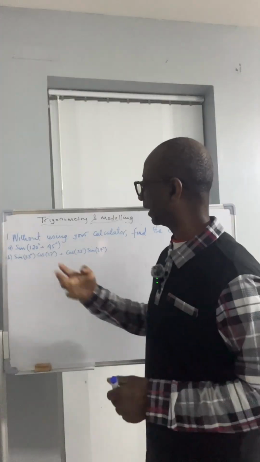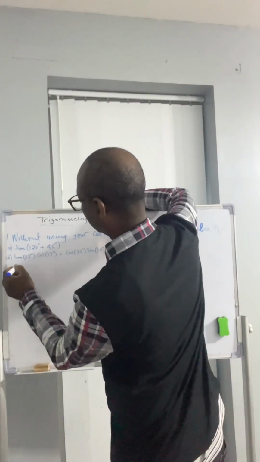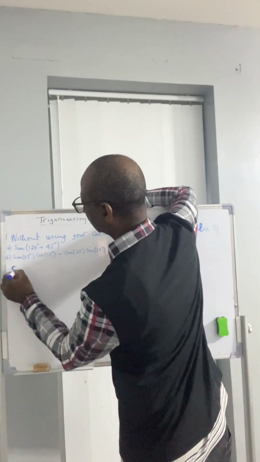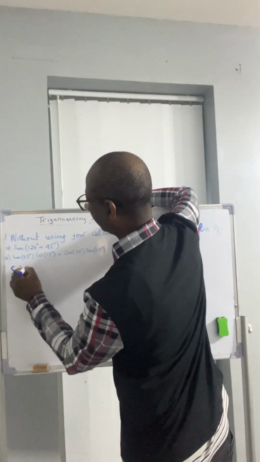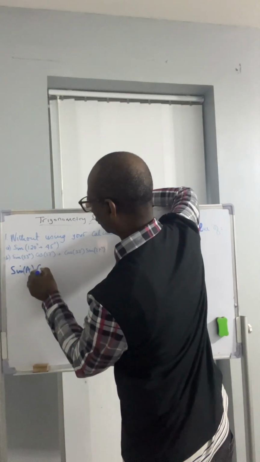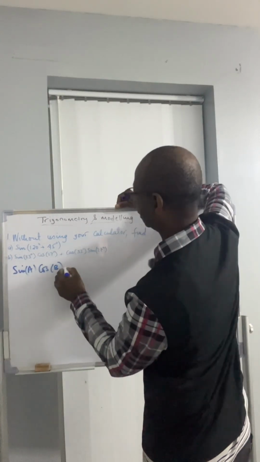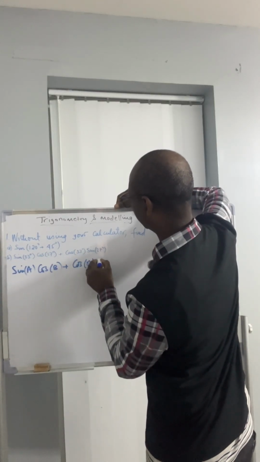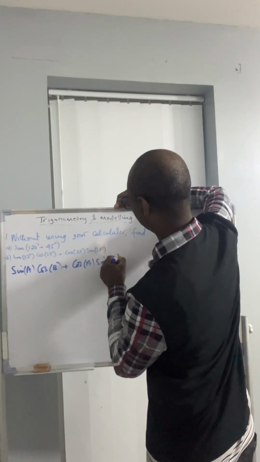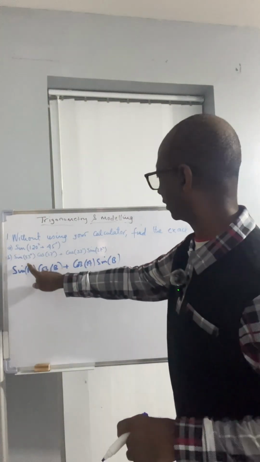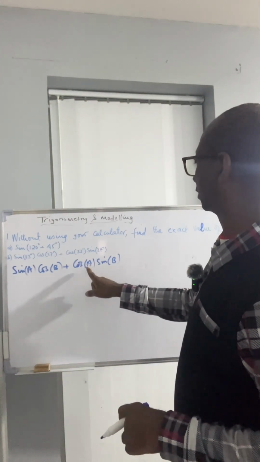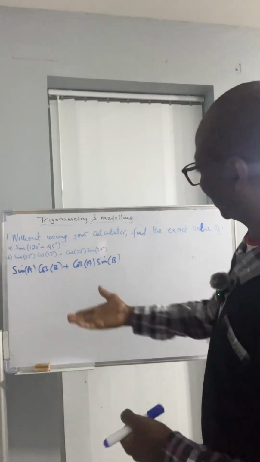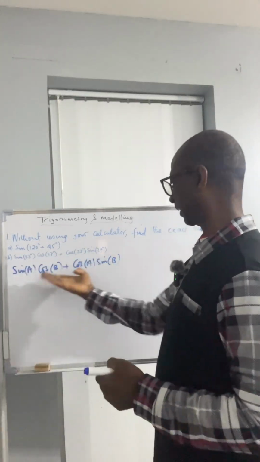Let's represent this by letters instead of numbers. This is saying sine A cos B plus cos A sine B. Our A is 33 degrees, and our B is 27 degrees. So when you see this question, this is what it's saying here.